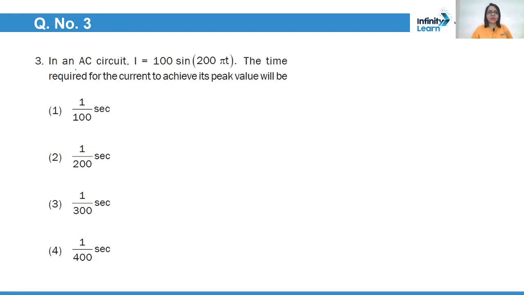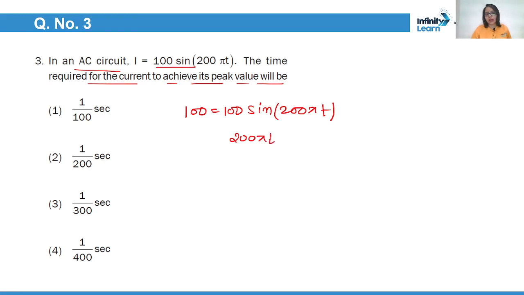Question number 3. In an AC circuit, I is this, the time required for the current to achieve its peak value will be. So when the current will achieve its peak value, which is 100, so it is 100 equals to 100 sine 200 pi t. So basically sine 200 pi t should be 1, and that is possible when angle is pi by 2. So over here time will be 1 upon 400 seconds, which is option 4.